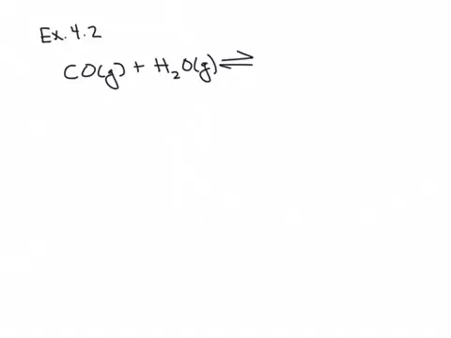This is example problem 4.2. Here's the equation there. Carbon monoxide plus gaseous water is in equilibrium with carbon dioxide and hydrogen gas. In theory, we might need mole balances for all of the species present in this equation.